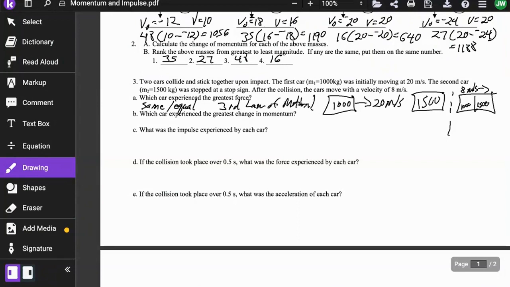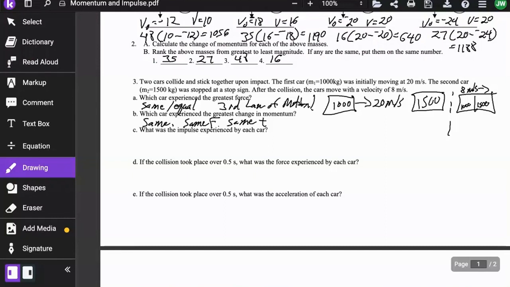Which car experienced the greatest change in momentum? Change in momentum is impulse. Impulse is force times time. Well, they have the same force. They have the same time. So if they have the same force and the same time, they have the same change in momentum. As far as magnitude, yes, it will be in opposite directions.